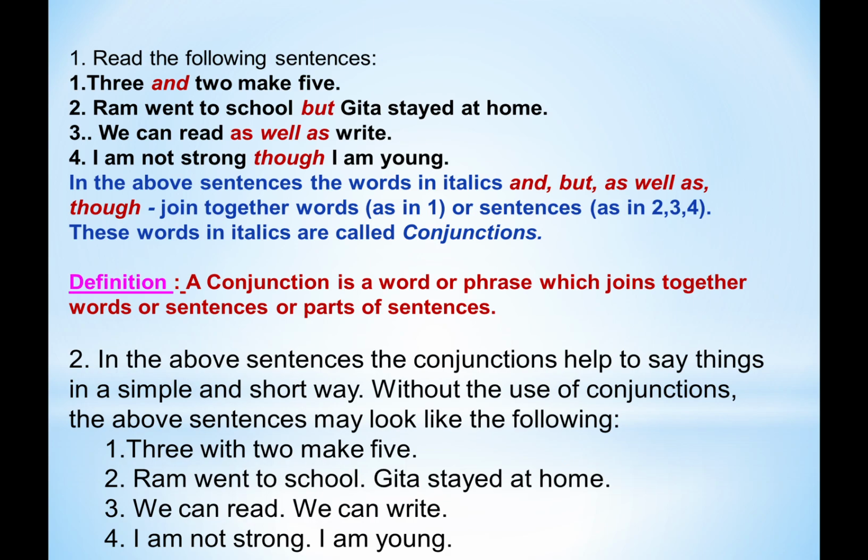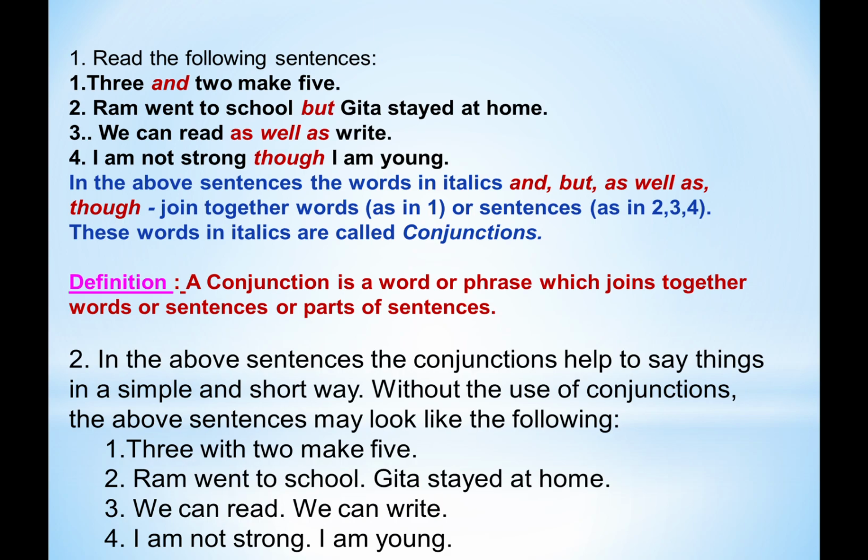Read the following sentences. 3 and 2 make 5. Ram went to school but Gita stayed at home. We can read as well as write. I am not strong though I am young. In the above sentences, the words in italics, that is, and, but, as well as, though, join together words as in one, or sentences as in 2, 3 and 4. These words are called conjunctions.